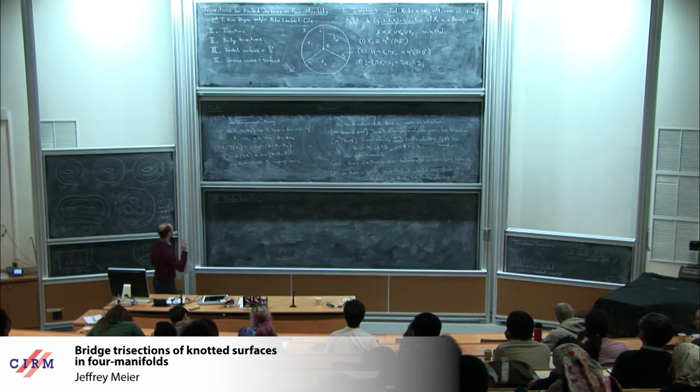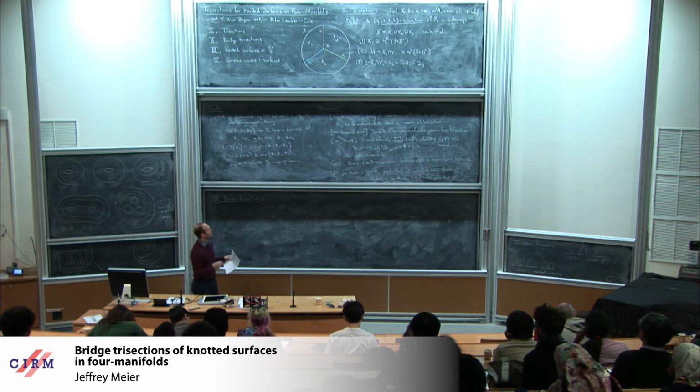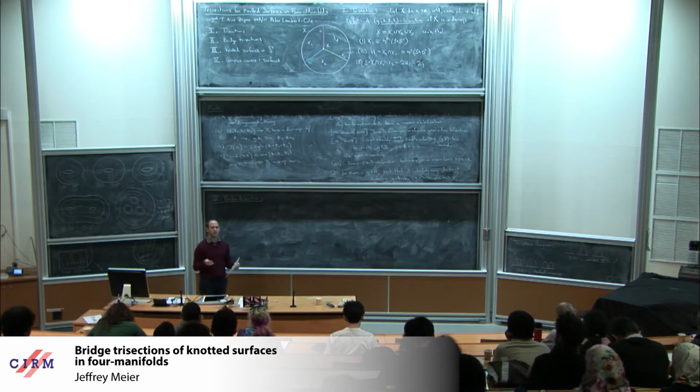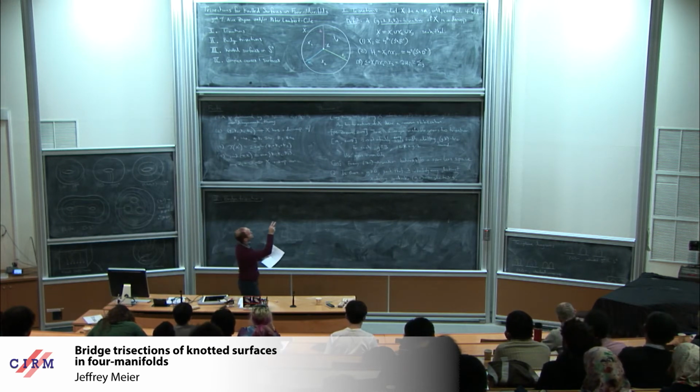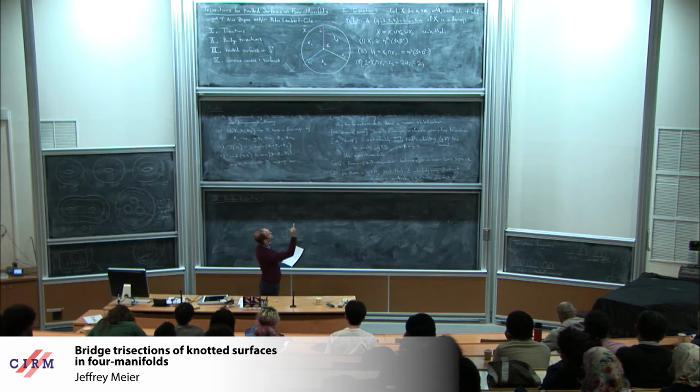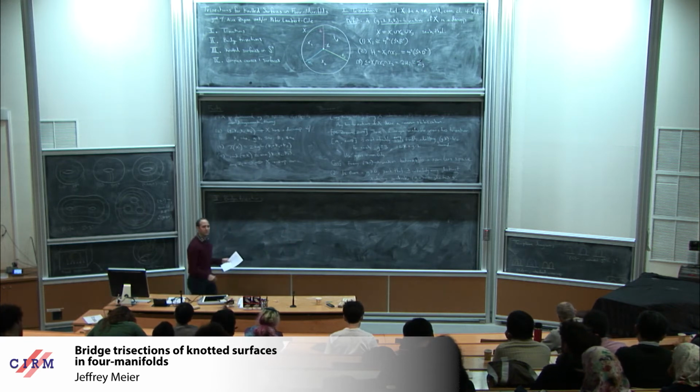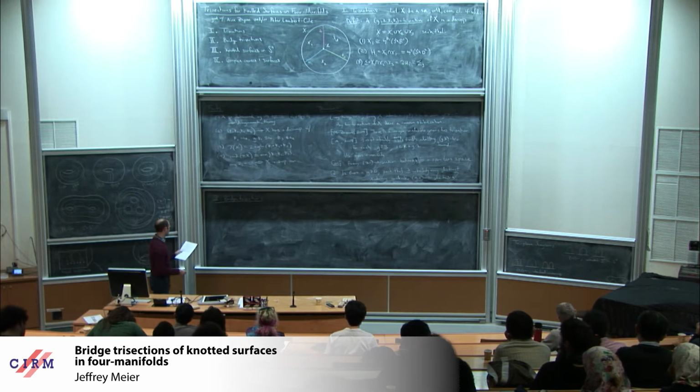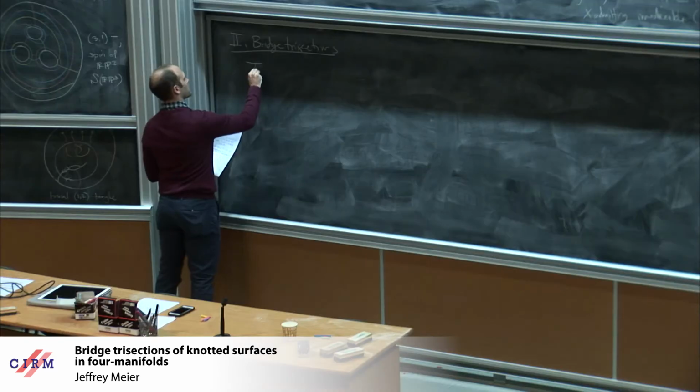Okay, in order to go from trisections to bridge trisections, we need to introduce two objects which are a little less familiar. The main objects so far were 3-dimensional handlebodies and 4-dimensional 1-handlebodies, which I think most people are familiar with. These are a little bit less familiar.